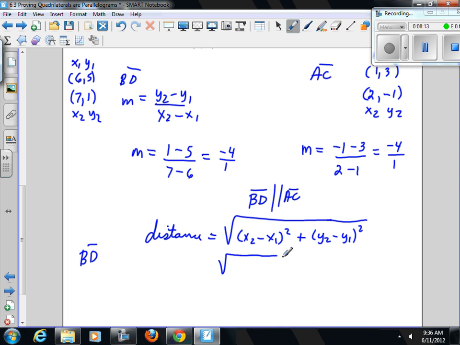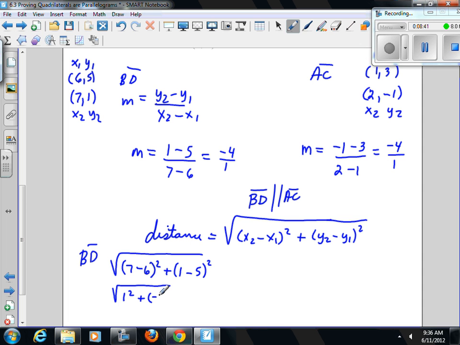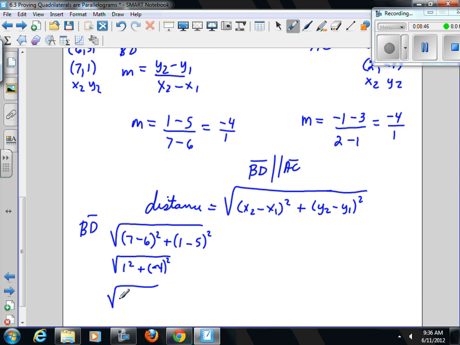So I'm going to move that over to the left just a little bit, maybe I'll have room for both of them here. So I have the square root of x2, which is 7, minus x1, which is 6, squared, plus y2, which is 1, minus y1, which is 5, squared. So I end up with 1 squared plus negative 4 squared, which gives me 1 plus 16. So I get the square root of 17 is the length of BD.